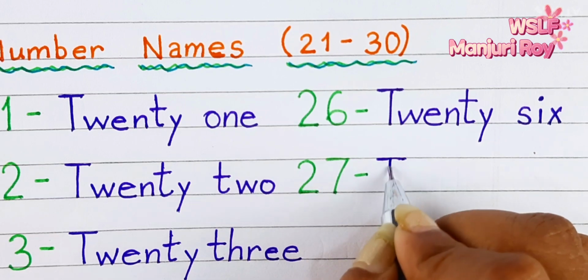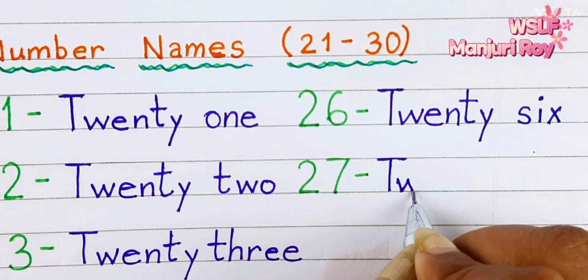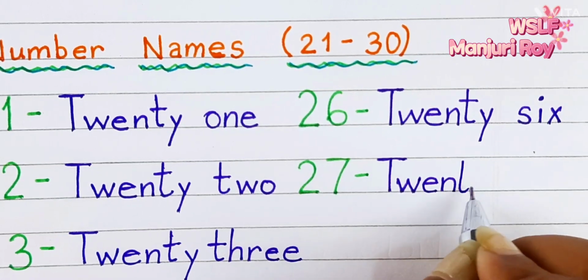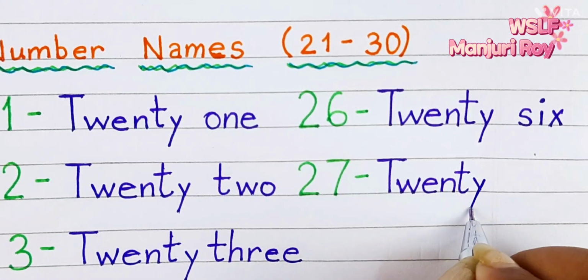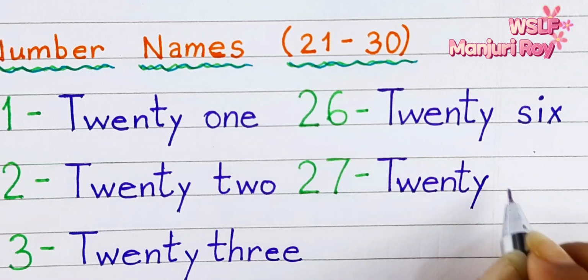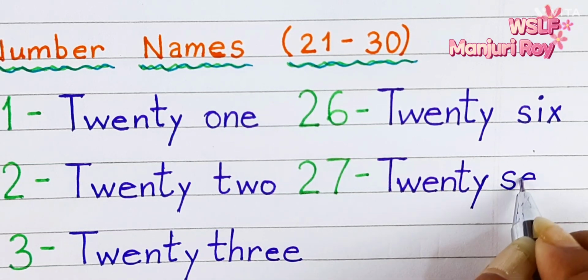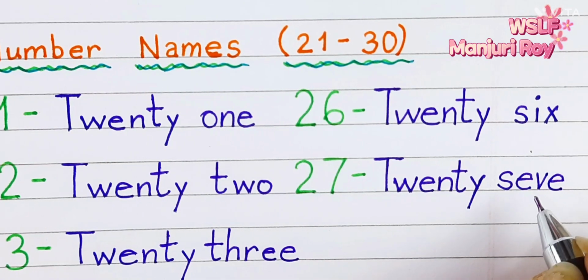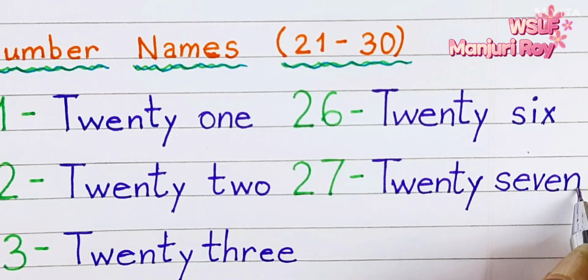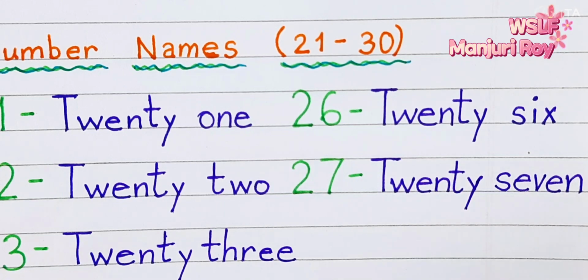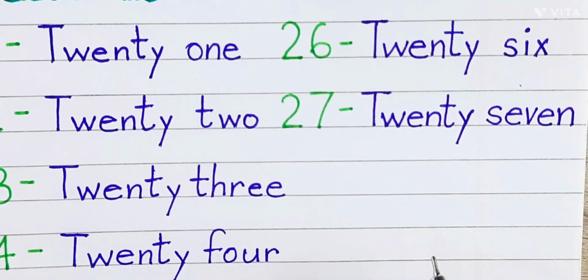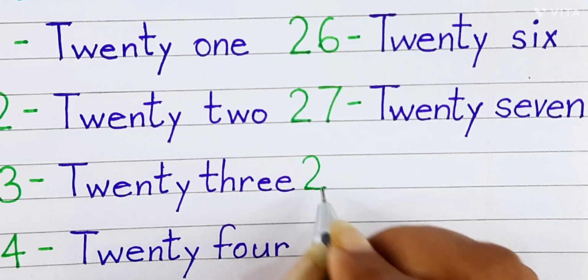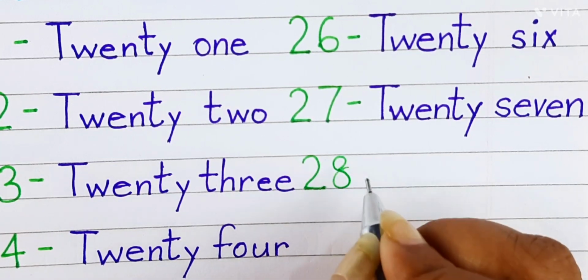T-W-E-N-T-Y, 20. S-E-V-E-N, 7. Twenty-seven. 2, 8, 28.